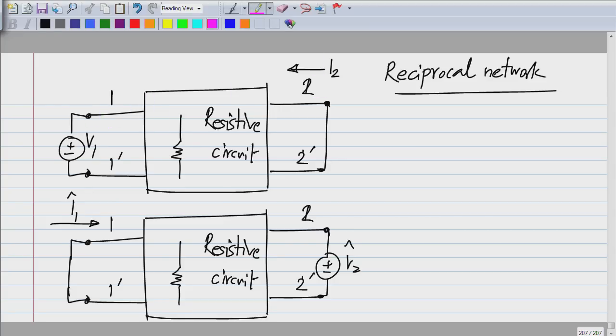Now, the reciprocity result was that I2 by V1, that is, you apply a stimulus to the left and find the effect on the right side, will be exactly the same as I1 hat divided by V2 hat, where you apply a stimulus to the right side and find the effect on the left side. Now, if you look at this picture, port 2 is short circuited and you are applying V1 and measuring I2. So, clearly, this is nothing but Y21. This is basically measuring Y21 here.